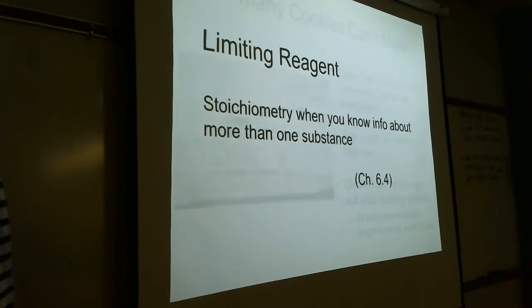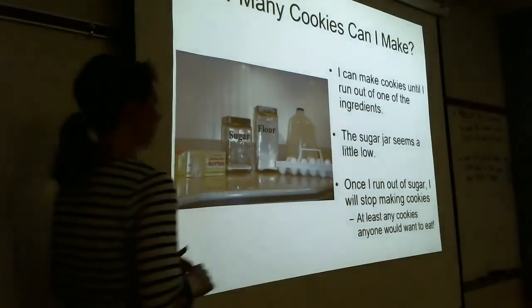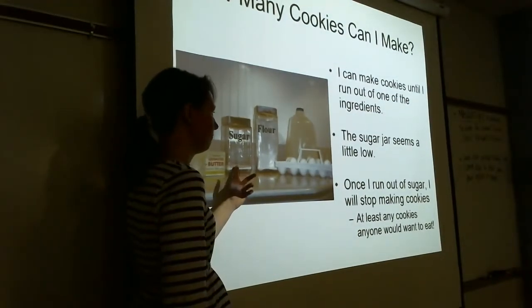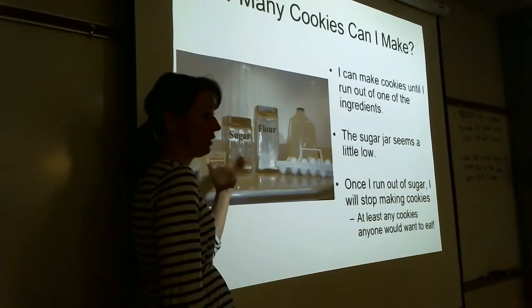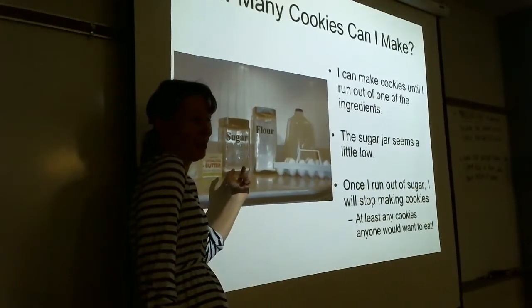Okay, so let's do an example. I'm making cookies because everybody gets an A on the test. You guys get cookies as your award. Yay. All right. So I can make cookies until I run out of ingredients, or at least one of them. So if I'm looking at my ingredients here, it doesn't look like I've got a whole lot of sugar. I'm out of sugar. I'm probably done making cookies unless I just want to be cruel and give you cookies without any sugar in them. All right. That would be disgusting.